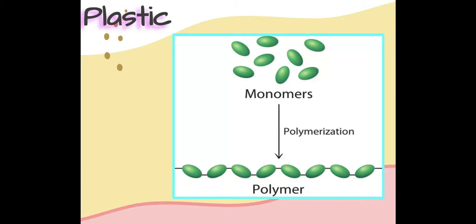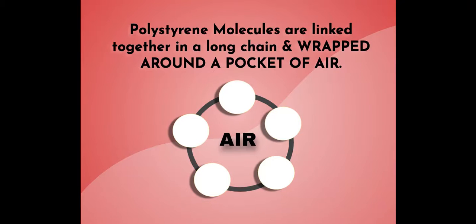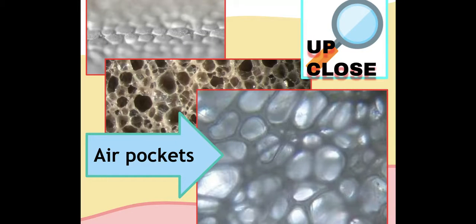Okay, so here we have a little bit more of the detail. So we have plastic, and plastic is made up of something called monomers, and those monomers are made into a long chain, which is called a polymer. The polystyrene molecules are linked together in a long chain, and they're wrapped around a pocket of air. So here you see the air pockets up close under a microscope, and you can see those little bubbles. The outside of the bubble is the polystyrene, the inside of the bubble is the air.